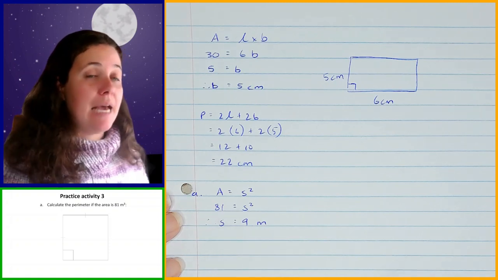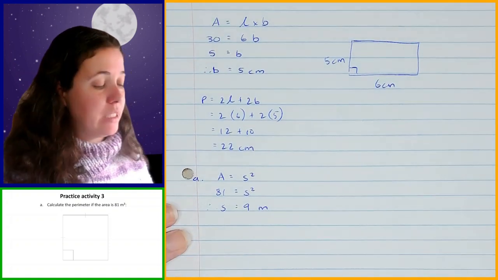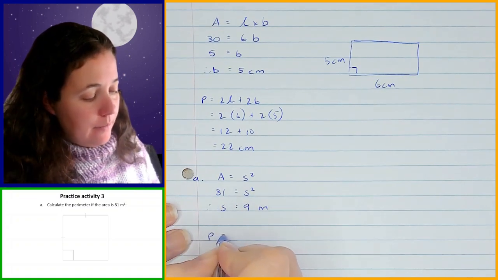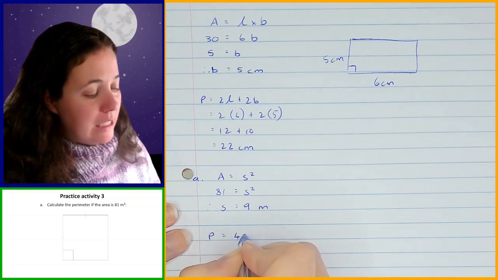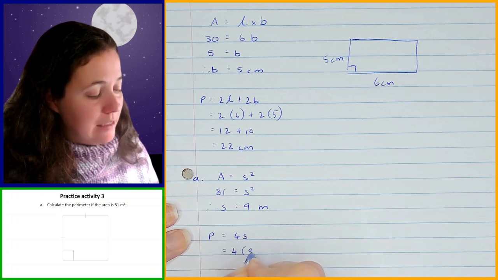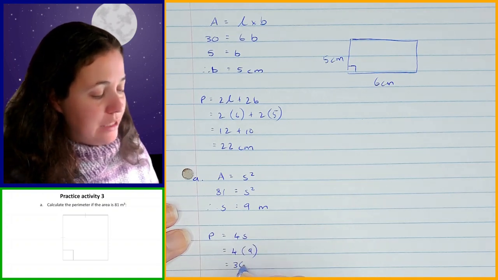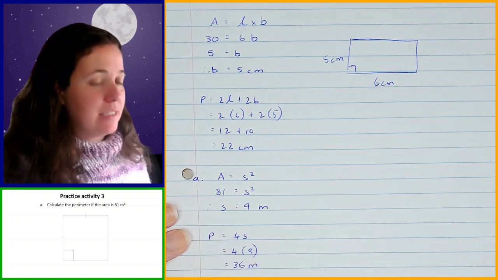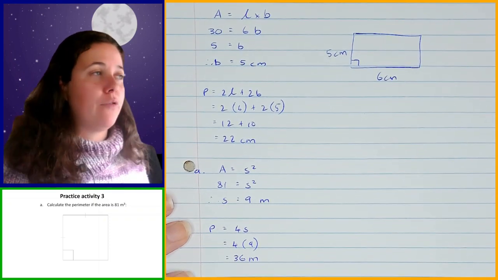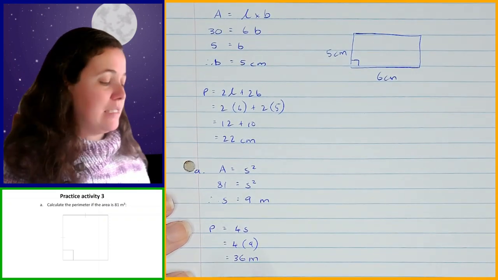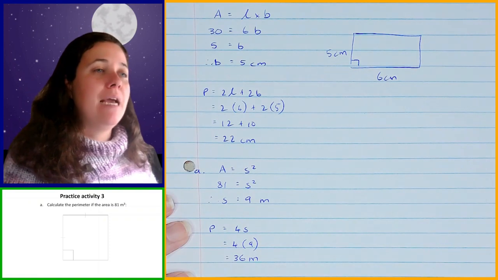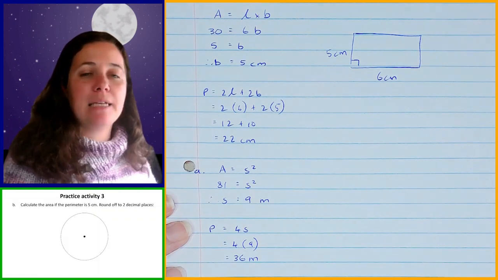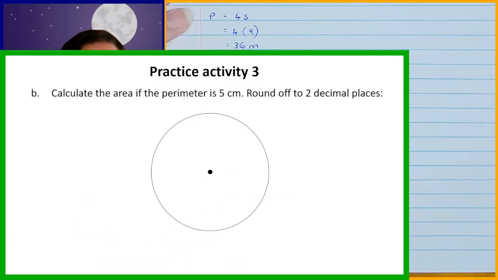Now I can use that to work out the perimeter by using 4 times the side, so that's 4 times 9, which is 36 meters. So now I know that the perimeter of the square is 36 meters. Okay, so that's question A. Then the last one for today is the circle over here.